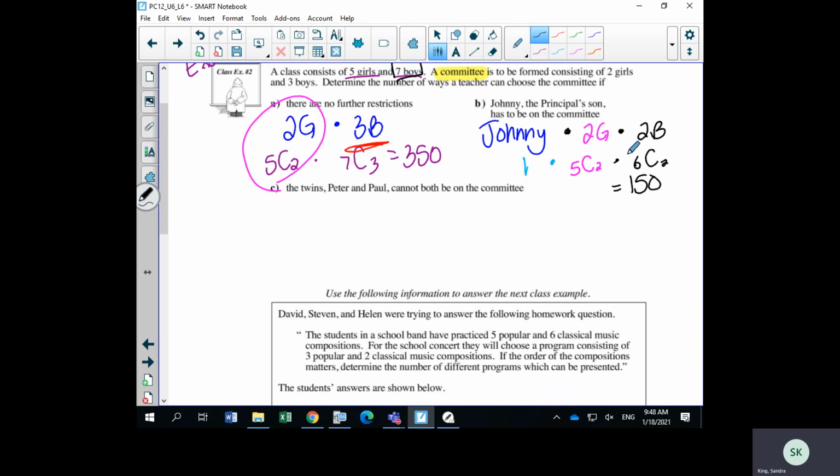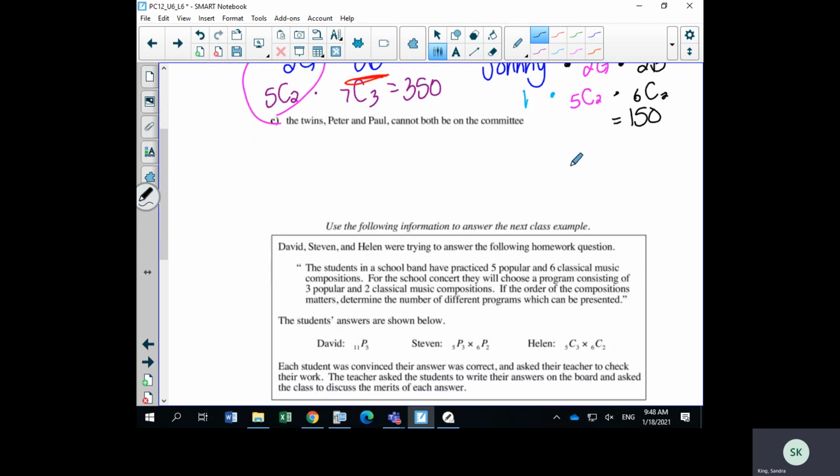Okay, C. The twins, Peter and Paul, cannot both be on the committee. So the easiest way to do this question, I believe, is the complement. The complement of they cannot both be on the committee would be, what's the opposite of they cannot both be on the committee? They're both on the committee.